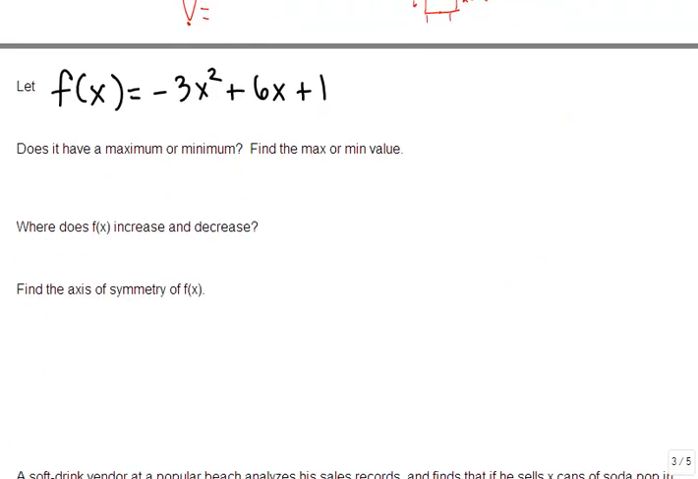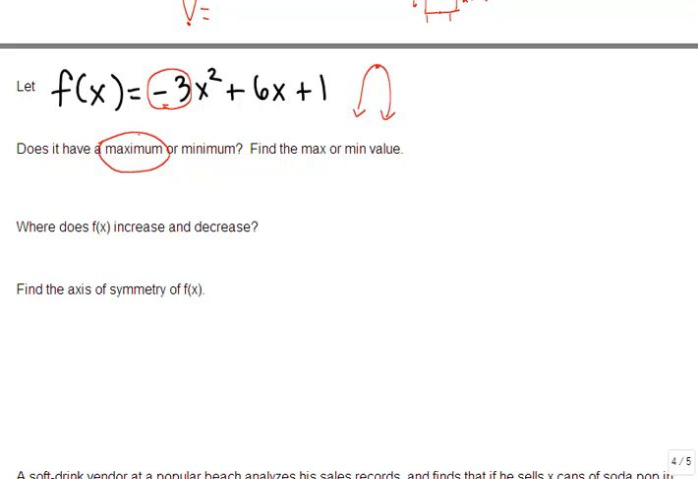Okay, let's try another example, slightly different information that we're going to look for. This time we have -3x squared plus 6x plus 1. Just by looking at that right off the bat, does it have a maximum or a minimum? And how do you know? The reason I know that it has a maximum is because I look at that A, and A here is negative, which means this is a parabola that has to point down, which means it has to have a maximum.